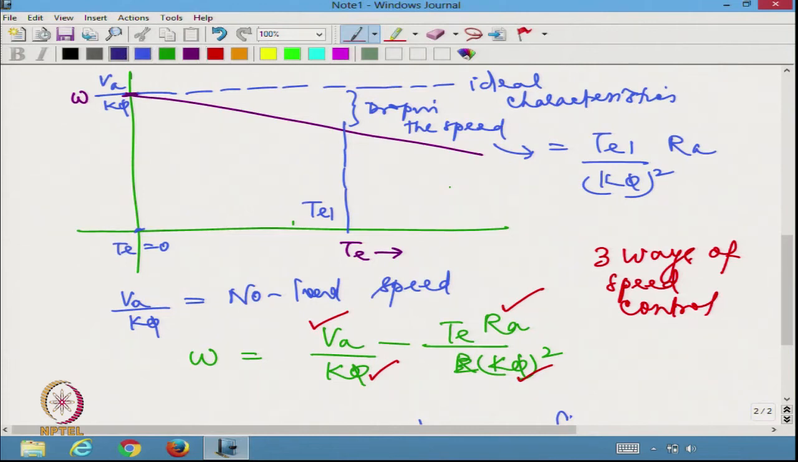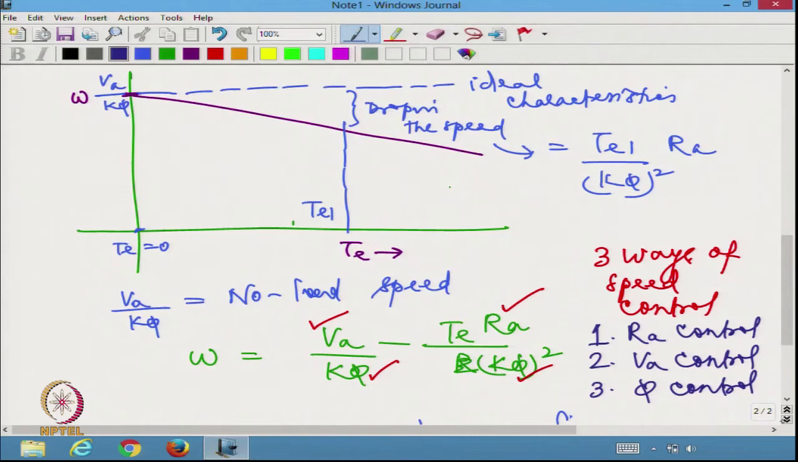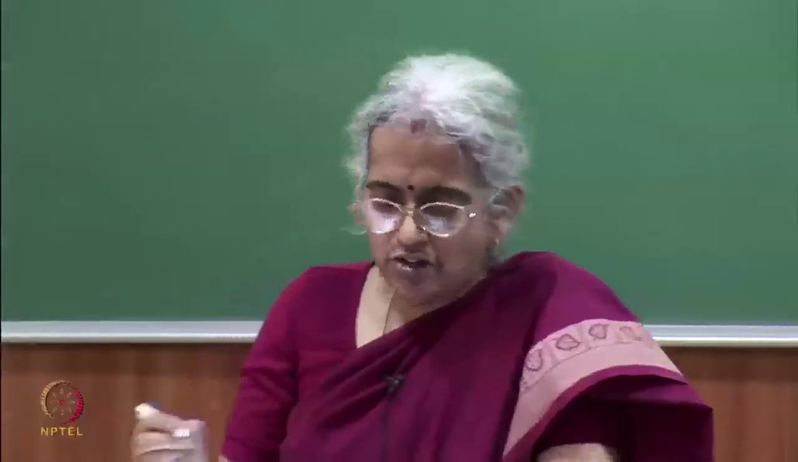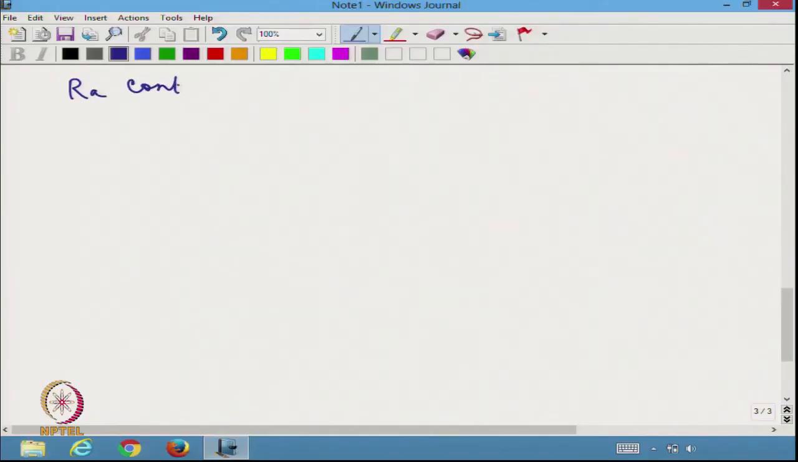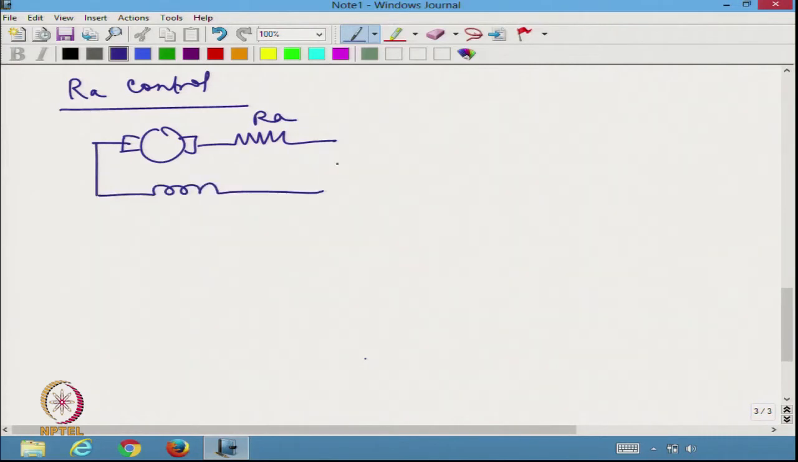The first method is RA control, the second method is VA control, and the third method is flux control. So these are the 3 methods of DC motor speed control. In armature resistance control, that is RA control, we are going to include a resistance in series with the armature. Maybe the field is also connected here, it does not matter. Maybe it is a shunt excited machine and I am connecting VA here.